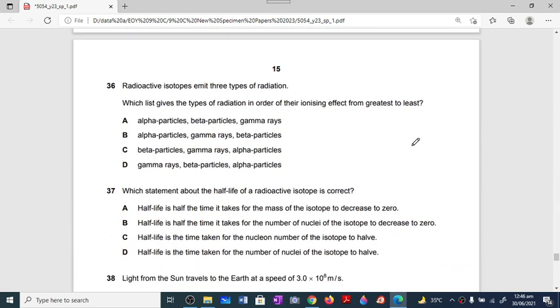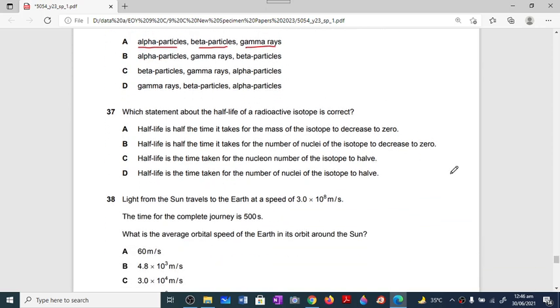The next question is related to radioactivity. For radioactivity, the alpha particle has the greatest value of ionization, followed by the beta particle, and gamma rays have the least ionization power. Which statement about the half-life of the radioisotope is correct? Half-life is the time, no, it can never decrease to zero. Half-life is the time for the number of nuclei of the isotope to become half. So for 37, option D is the valid option.